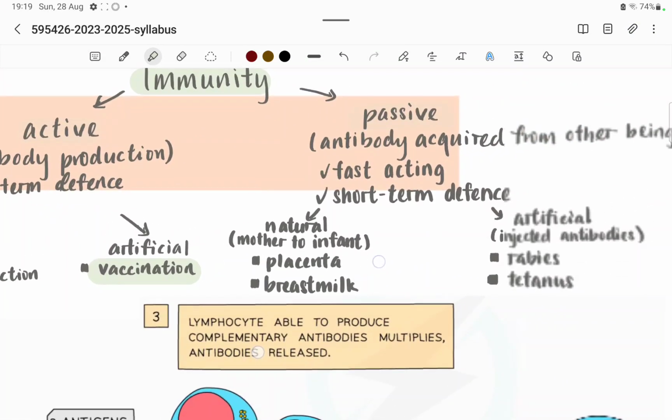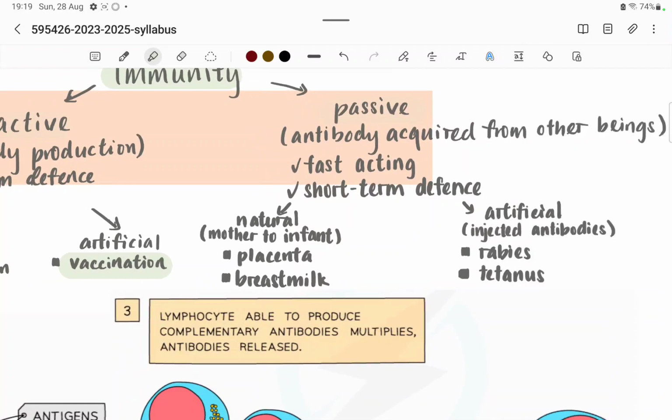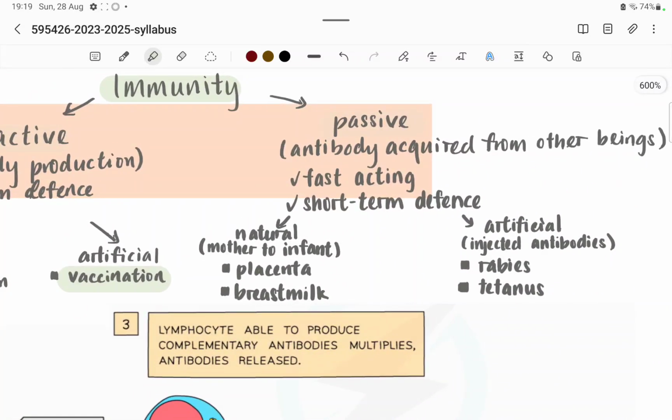Okay, and then for passive immunity, you have natural and artificial also. Natural is you gain the immunity naturally, so from mother to infant. For example, through placenta during pregnancy, and then after the infant is born, through breast milk. Okay, artificial is injected antibodies. For example, for diseases like rabies and tetanus, your body can't produce the antibody by yourself, so you have to inject the antibodies.